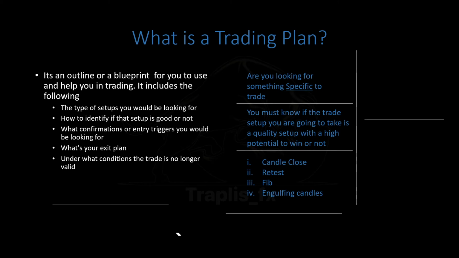Then we have what's your exit plan and under what condition is the trade no longer valid. These two go hand in hand. Why? Because you always have to have an exit plan, and at the same time you have to know at what point this trade is not good enough for me anymore. In this case, you need to know a couple of things. What are the things you don't want to see?